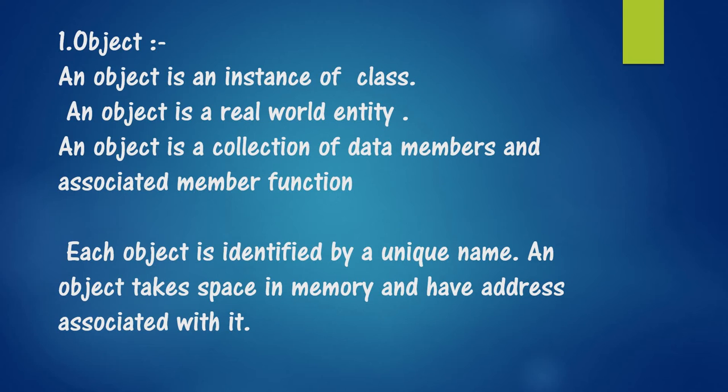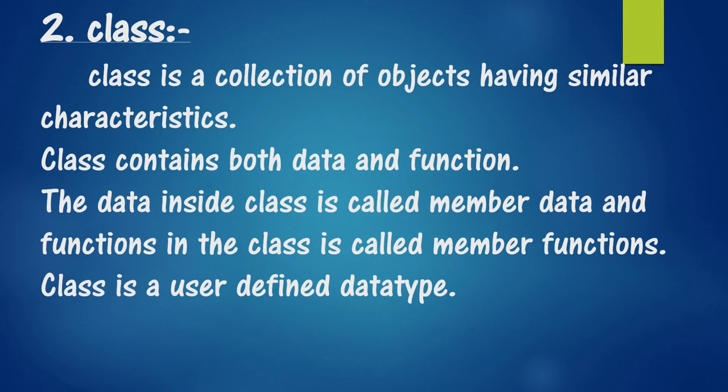That is, one object is a thing. It is a real world entity. How can you identify one object? With one unique name. Then in C++ terms or the object-oriented concept, an object is a collection of data members and associated member functions. Data member means its properties or characteristics. Member function means operations. Then the second characteristic is class.